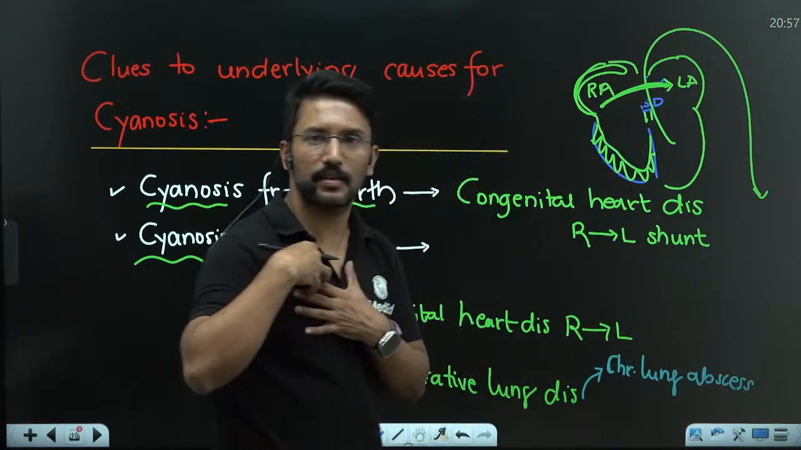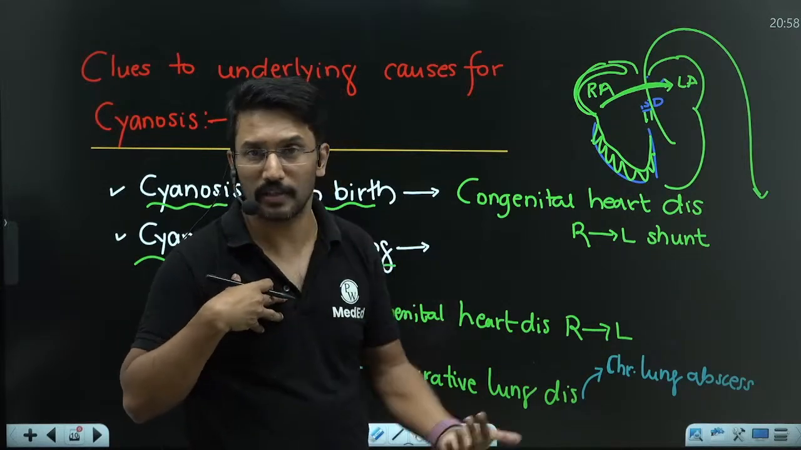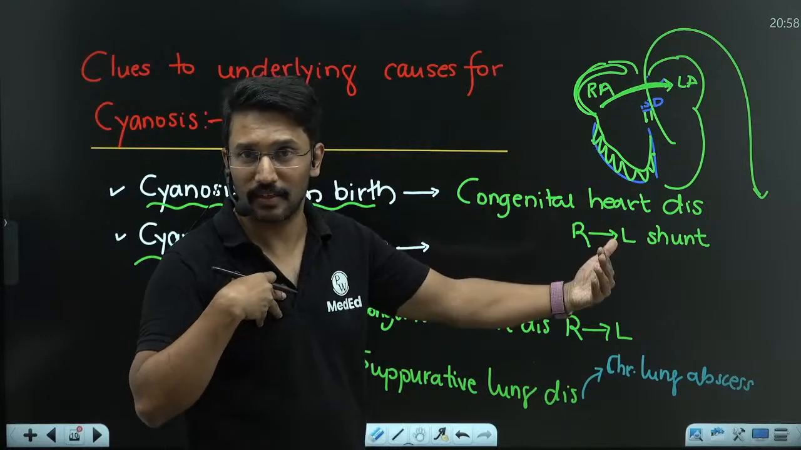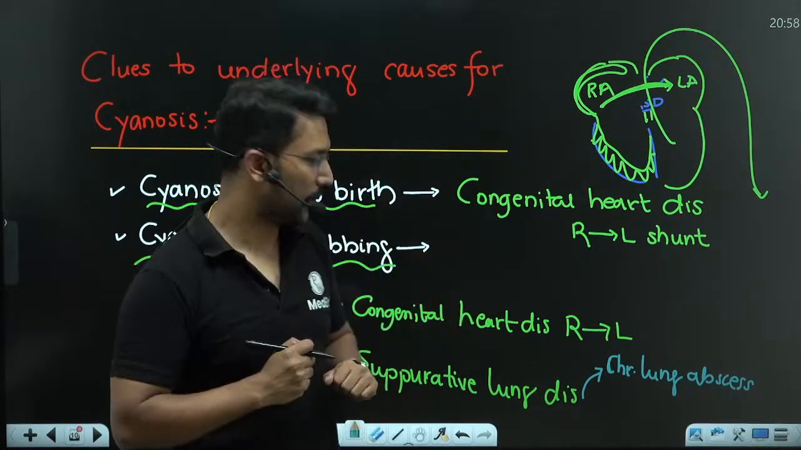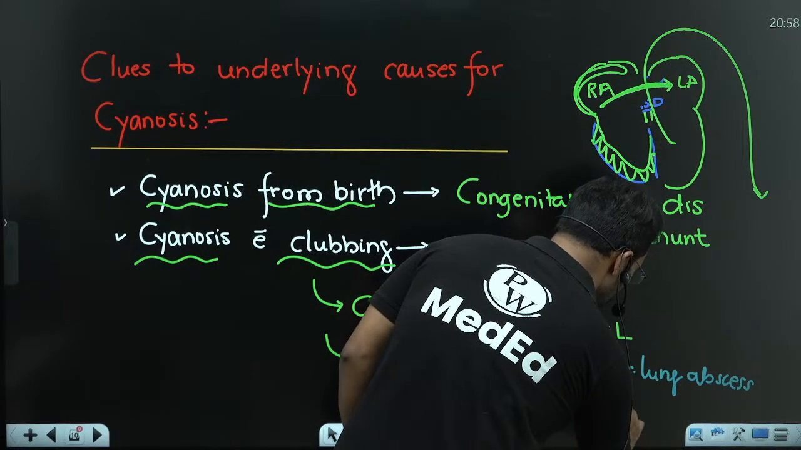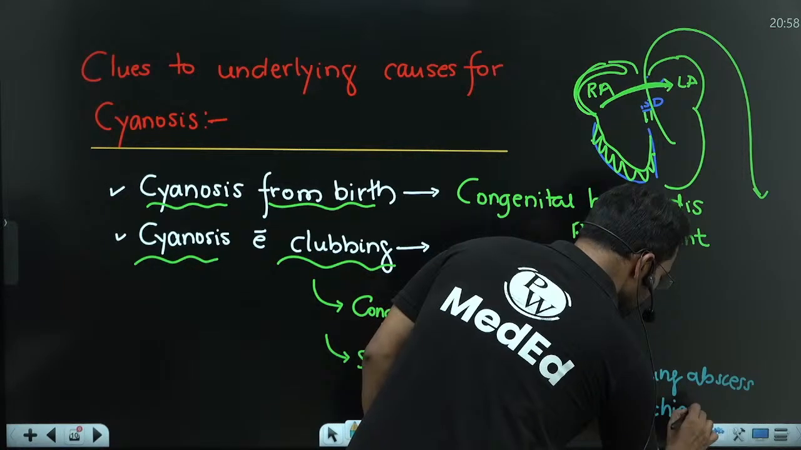There is an abscess in the lungs which is infected and putrid, and that part of the lung where there is abscess is not participating in gas exchange. So I have hypoxia or hypoxemia that has resulted in cyanosis, and this suppuration will also result in clubbing. Right? The second condition I want you to remember is bronchiectasis. What is bronchiectasis?